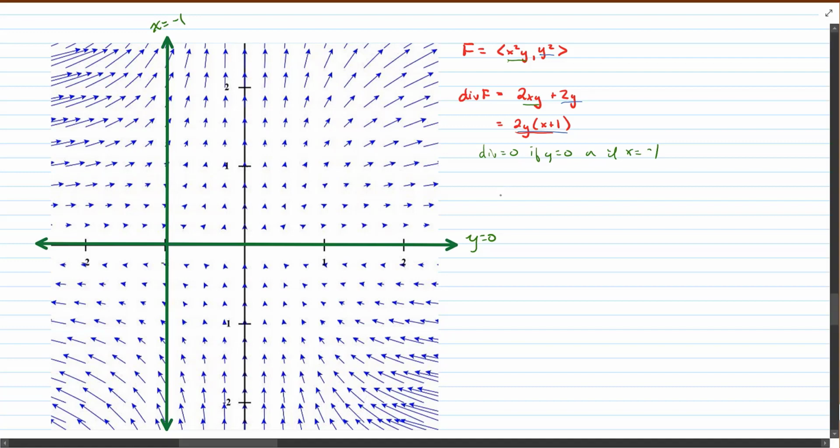So let's go ahead and calculate the divergence of f at the ordered pair (0, 1). If we plug that into the simplified version of the divergence, we would have 2 times 1 times the quantity 0 plus 1, which gives us a divergence of 2 at the point (0, 1). So at the point (0, 1), we found that the divergence was greater than 0, which means that at that point it's behaving as a source.